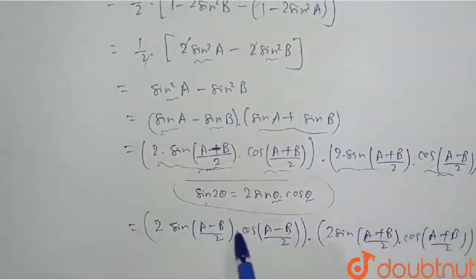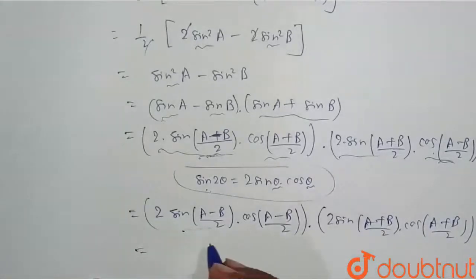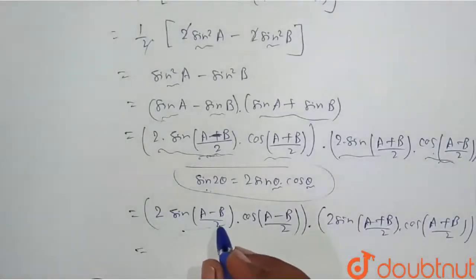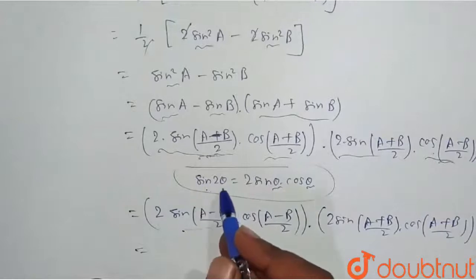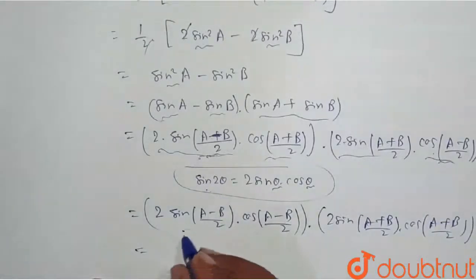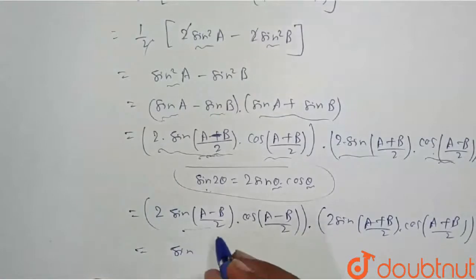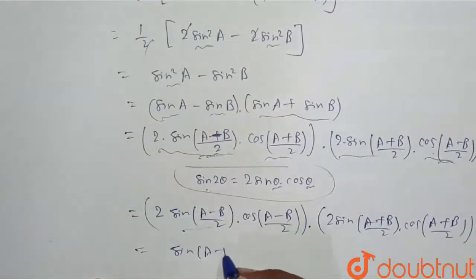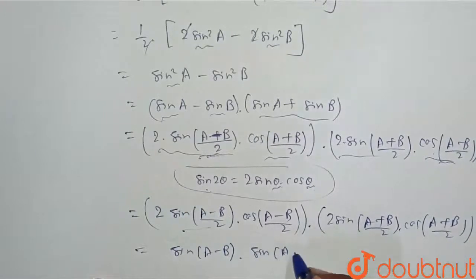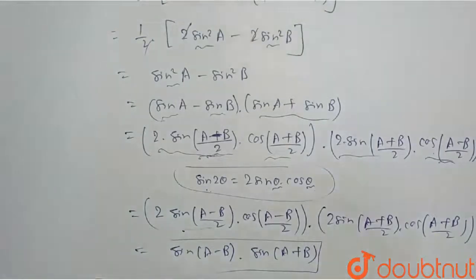So we can see here this is the expression like this formula. Here our theta is (a - b)/2, and we write it in the form of sin 2 theta. So for this expression we can write sin(a - b), and for this we can write sin(a + b), and this is the expression we needed to prove, and this is our answer.